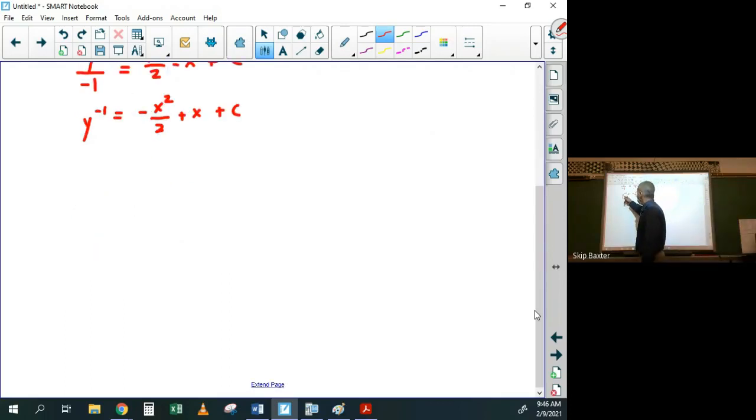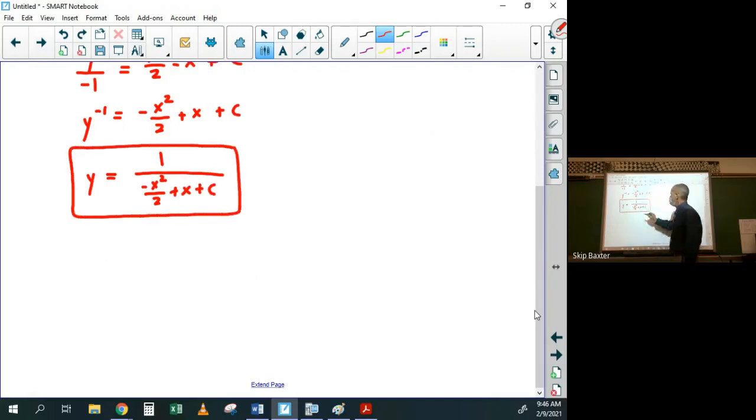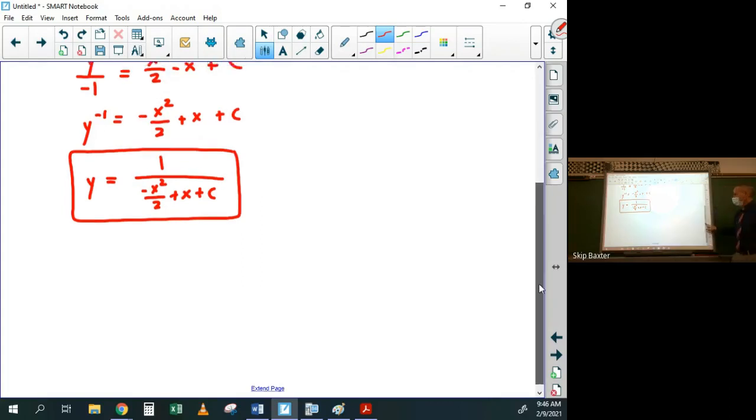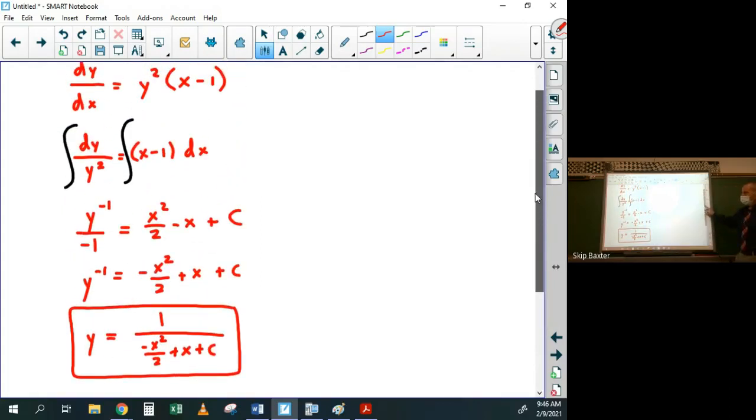So this is really 1 over y. So y would equal the reciprocal of this: 1 over negative x squared over 2 plus x plus c. That's the general solution to this differential equation. We okay with that? Let's do another one.